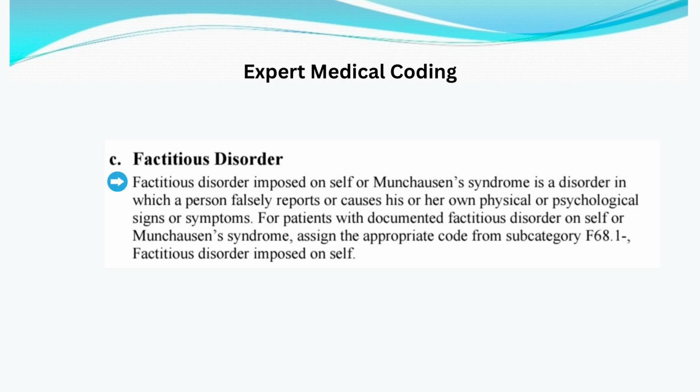Factitious Disorder. Factitious disorder imposed on self or Munchausen Syndrome is a disorder in which a person falsely reports or causes his or her own physical or psychological signs or symptoms. For patients with documented factitious disorder imposed on self or Munchausen syndrome, assign appropriate code from subcategory F68.1, factitious disorder imposed on self. Now that we have read the guideline, let's understand it in more detail.